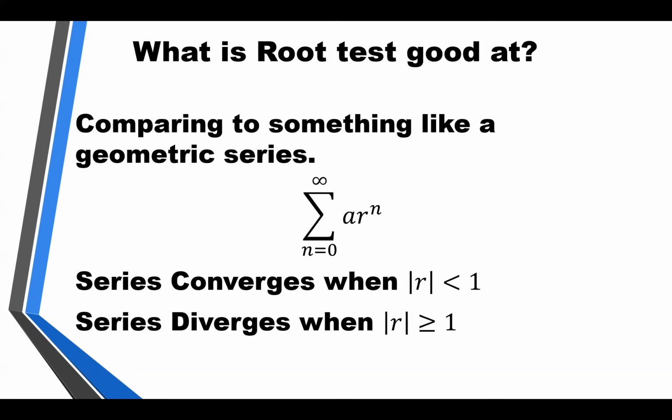And we know that in a geometric series, when the absolute value of R is less than 1, the series converges. When R is greater than or equal to 1, it diverges. And so we have this cutoff at 1, and that's the inconclusive zone for the root test. Equal to 1 is the inconclusive zone. Less than 1 or greater than 1 is for sure converging or diverging.